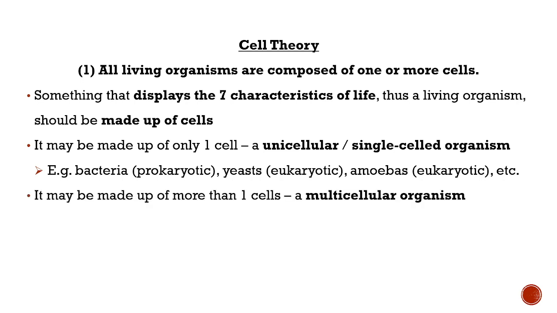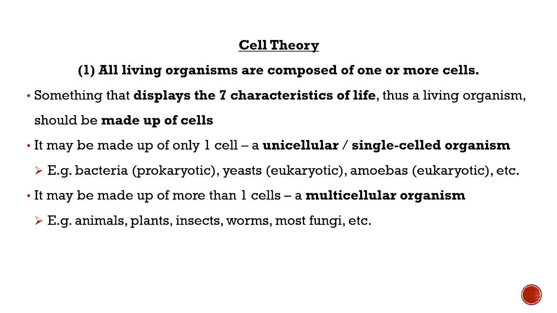Of course, the living organism can be composed of more than 1 cell. That would be a multicellular organism. Obviously examples are us, animals, plants, and so on. So again, in more layman terms, what the first principle is saying is, if I look at you, you display 7 characteristics of life. That means you are a living organism.